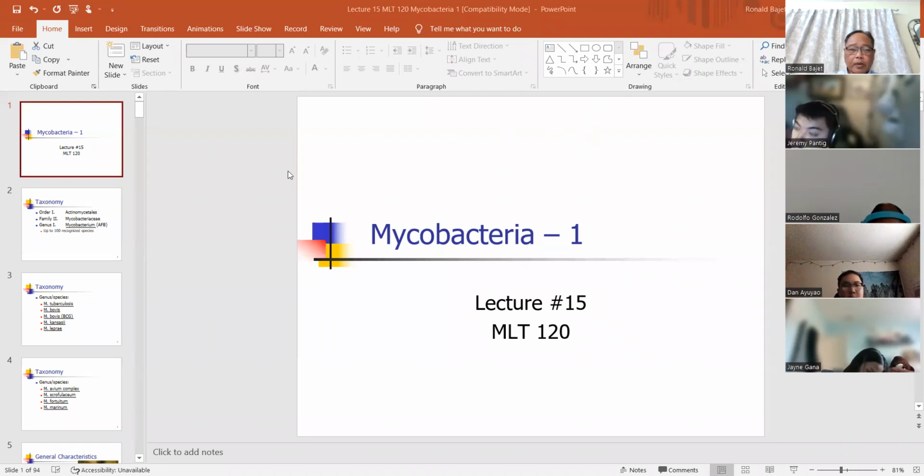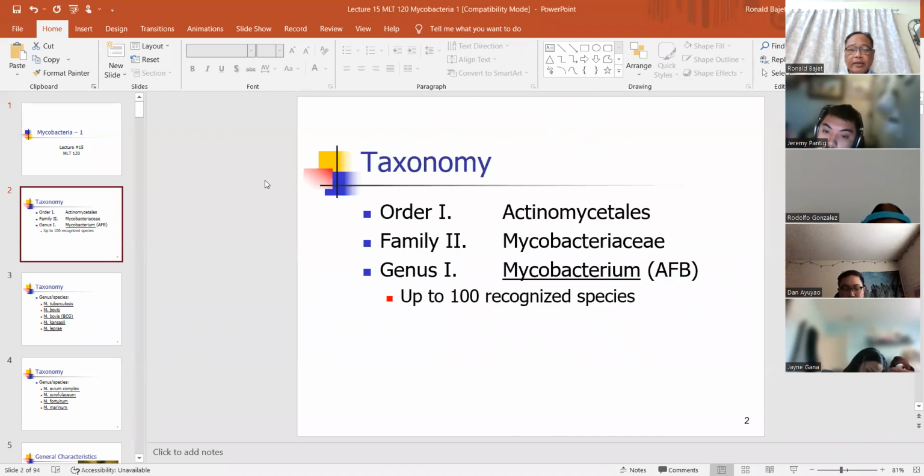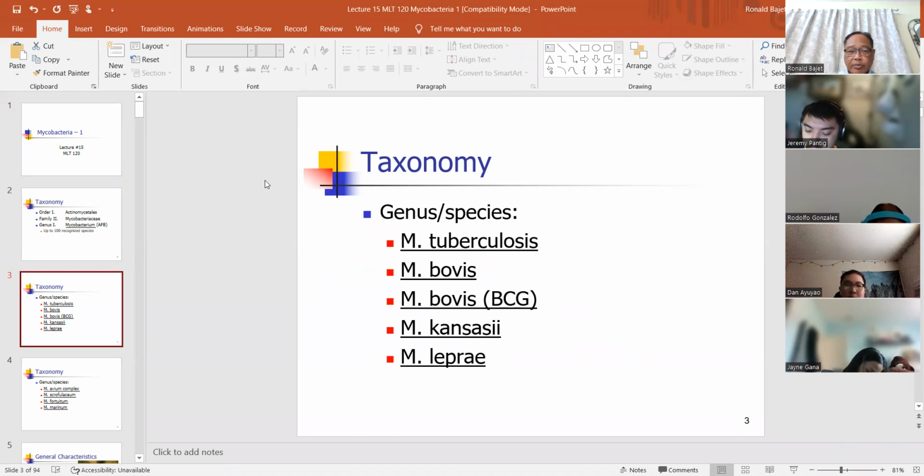Mycobacteria, or the acid-fast bacilli. Taxonomy, order, family, genus. I'm not going to ask you about taxonomy. These are the various species. Mycobacterium tuberculosis, for short, we call it MTB. M. bovis, BCG. The BCG stands for Bacille Calmette et Guerin. That's actually the name of a vaccine that's given for tuberculosis.